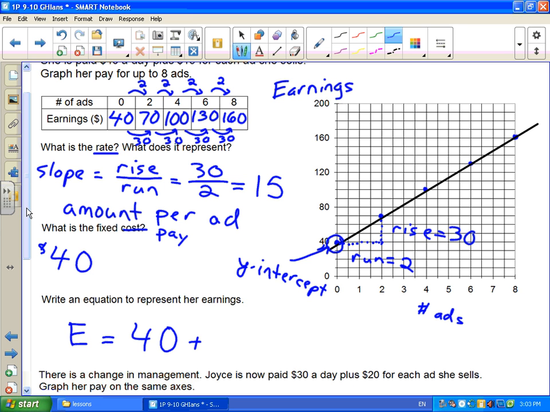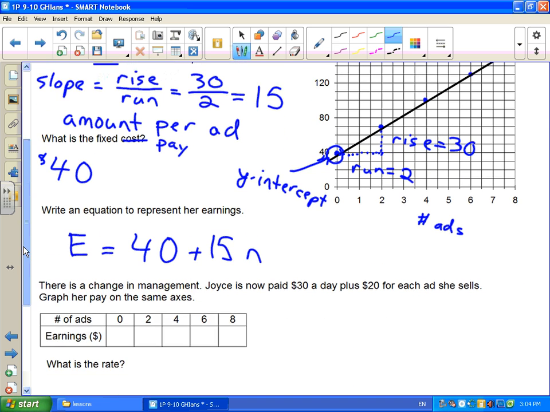Plus, well, I'm going to use n instead of x for the number of ads. So we have to have that 40 there. And what do we have to do to the number of ads? How much does she get for each ad? 15. Not add 15, but, oh yeah, we add 15 for each ad. So we take the number of ads and we multiply it by 15. And that gives us how much she makes. So she gets the $40 plus 15 times the number of ads that she sells.